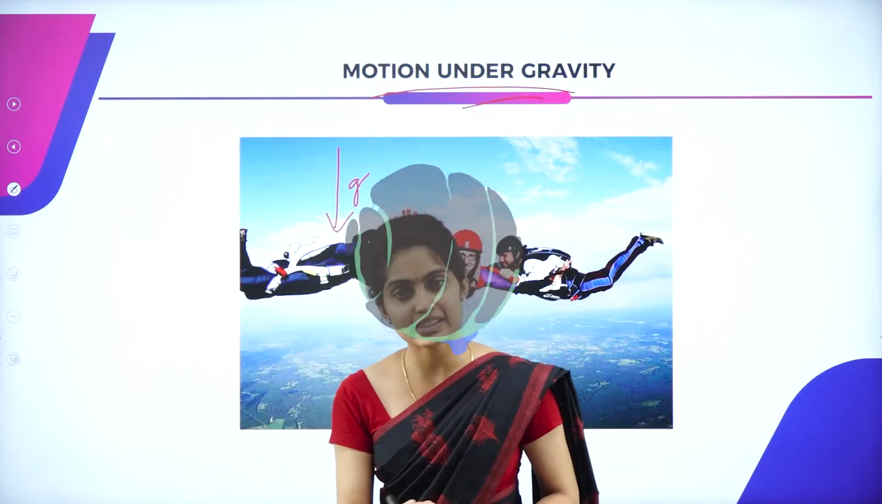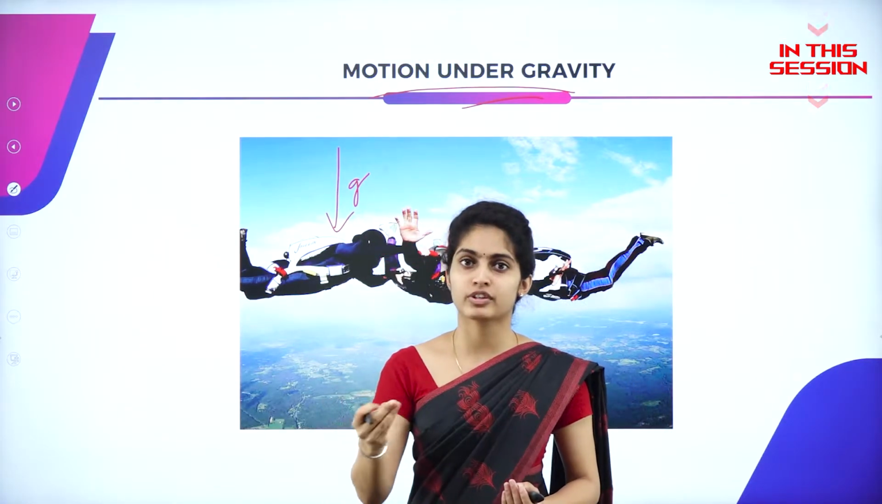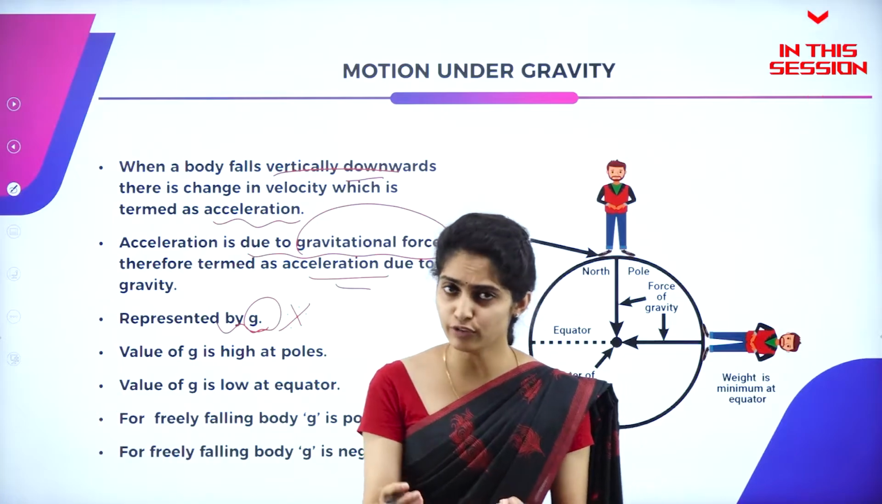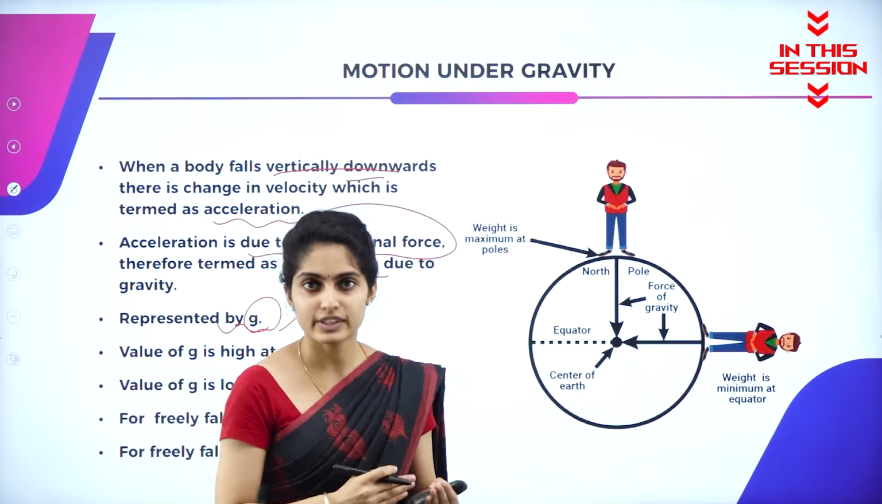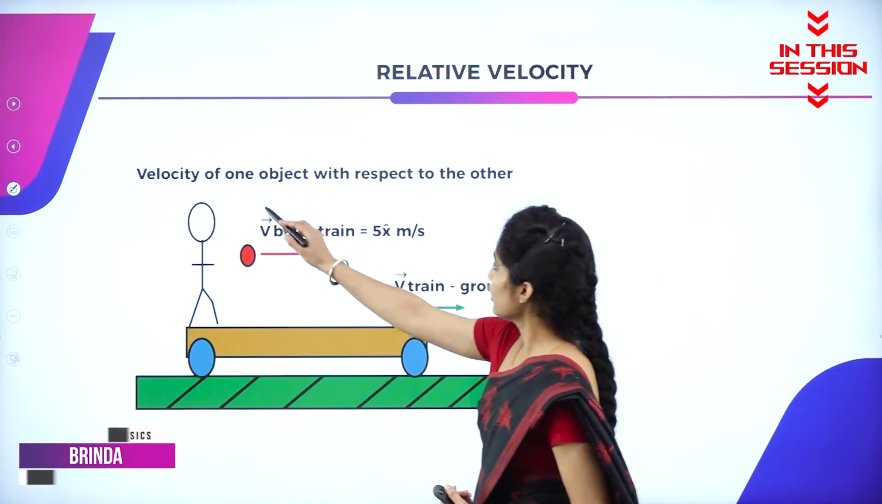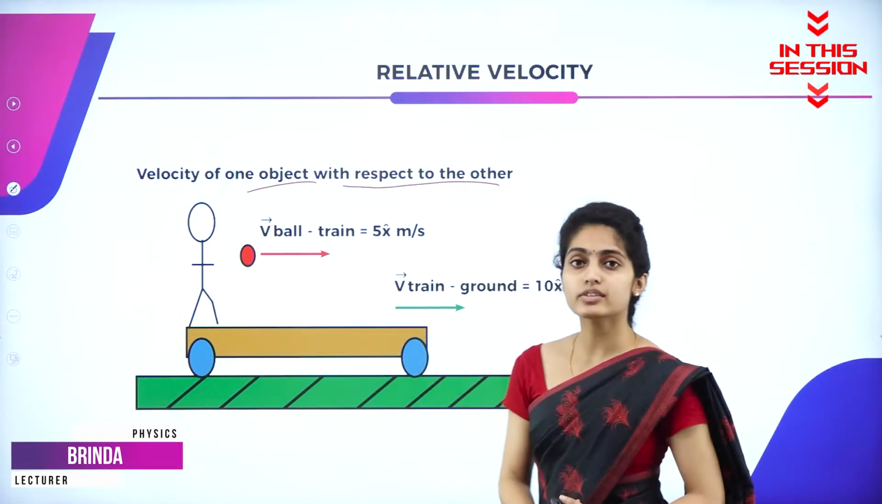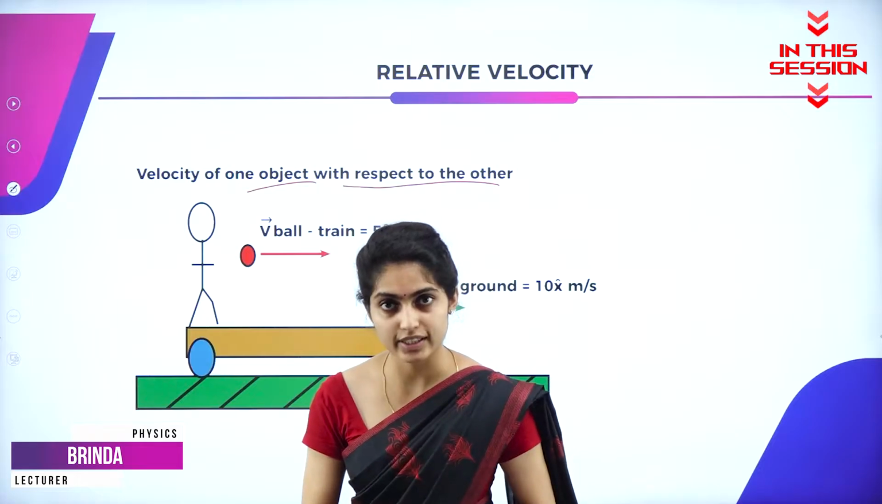What is that velocity? It is the change in position with respect to time. The gravitational force, it differs from poles to equator. There is difference in it. The velocity of one object with respect to other is said to be the relative velocity.